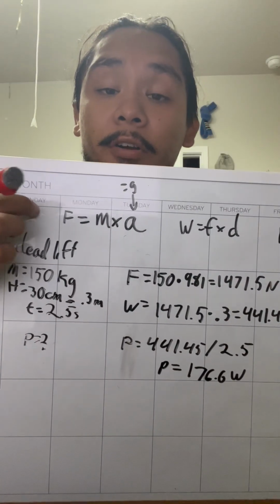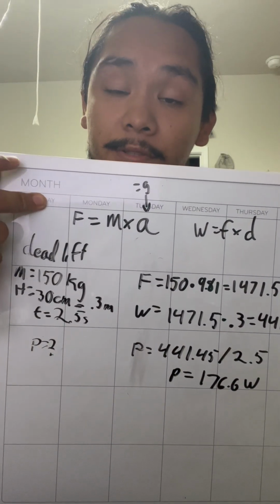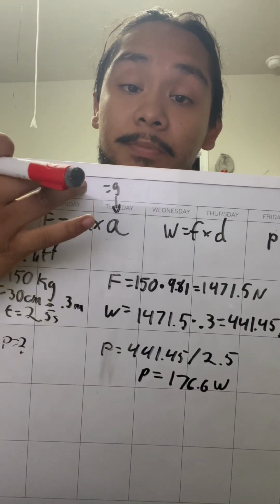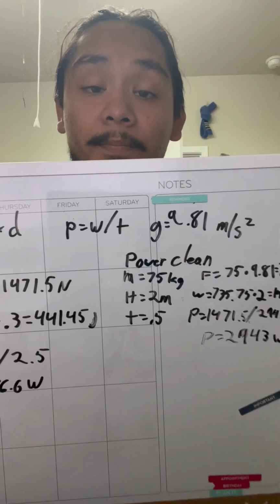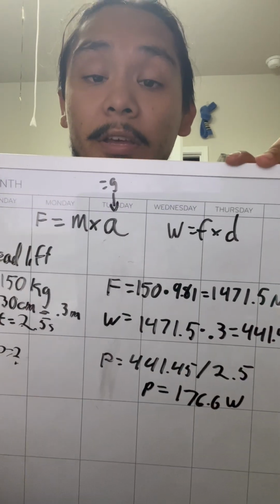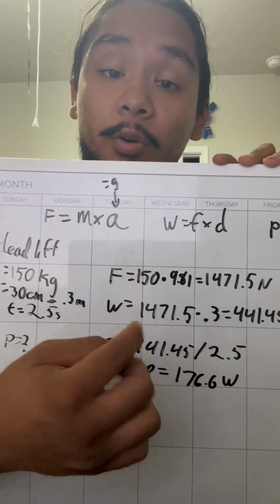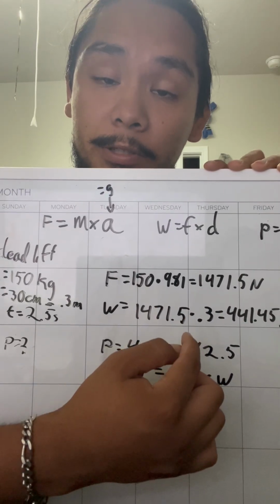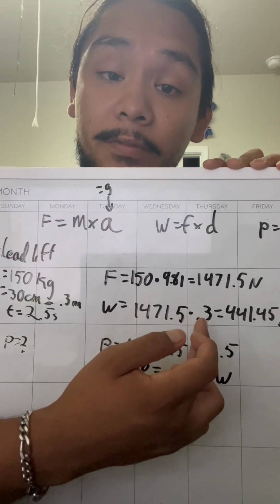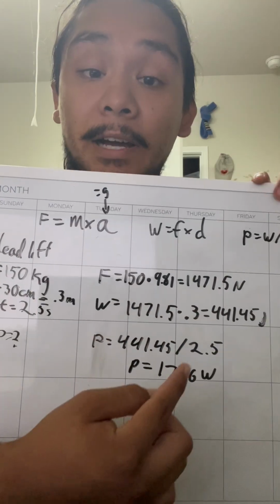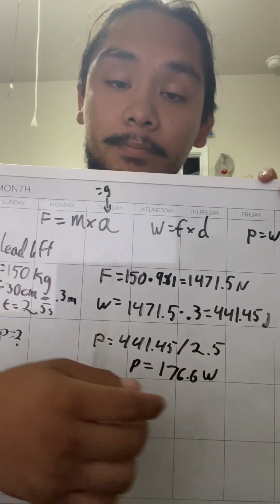We begin with finding our force, which is mass times acceleration. Here, acceleration is given by gravity, 9.81 meters per second squared. We take our 150 kilograms and multiply it by 9.81 to get 1,471.5, represented in newtons.